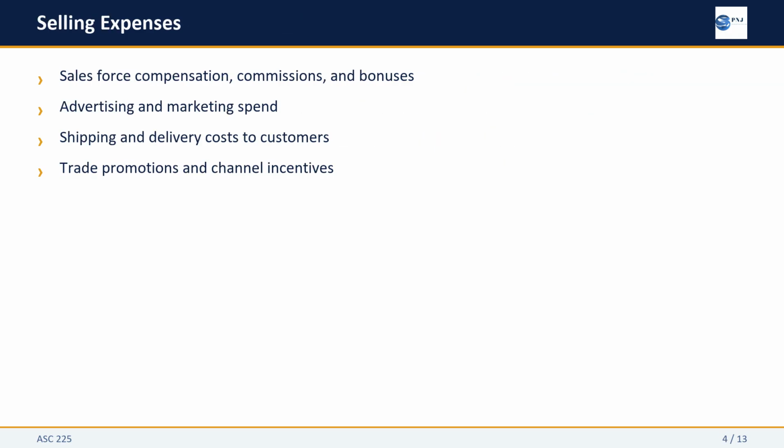Selling expenses are the costs directly tied to marketing and distributing products to customers. They include sales force compensation, commissions, advertising and shipping costs paid to deliver goods to customers. Trade promotions, discounts or allowances offered to distributors and retailers also live here. These are period costs, meaning they are expensed in the period incurred rather than attached to a unit of inventory.